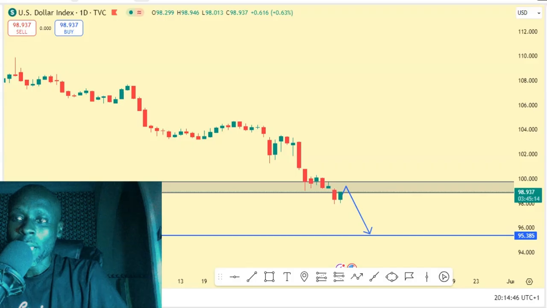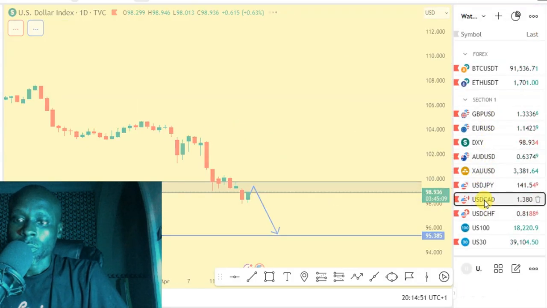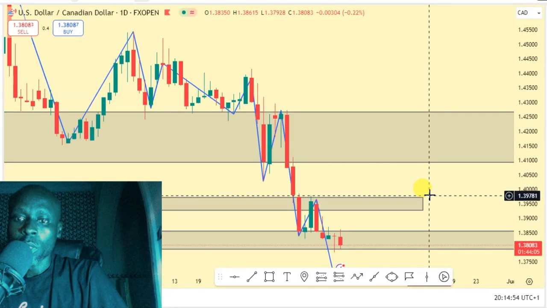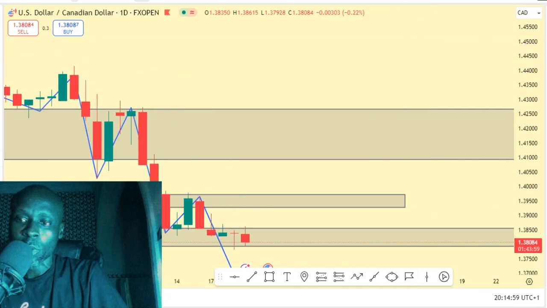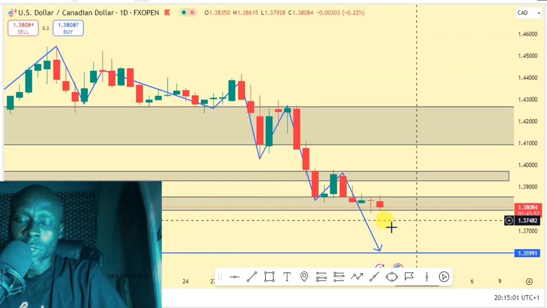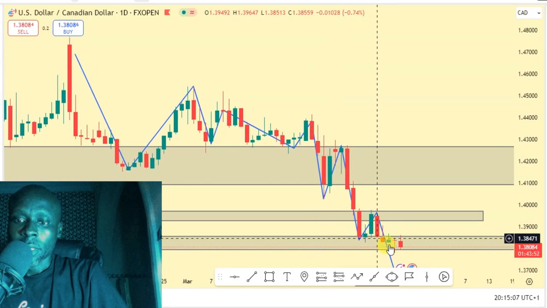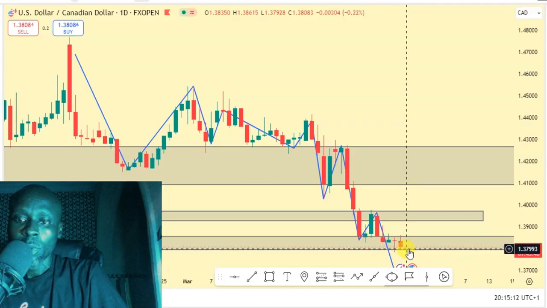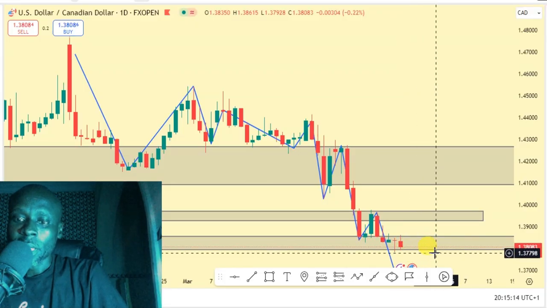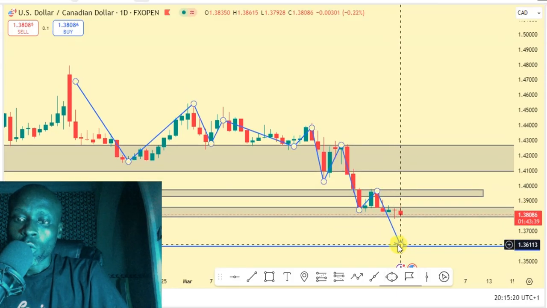So let's go back to our USDCAD. On the USDCAD, we'll be taking this trade with this price action setup. We'll be placing a sell stop on USDCAD with this price action setup. After the close of this candlestick, we'll be selling the USDCAD to this next support level on the weekly chart.